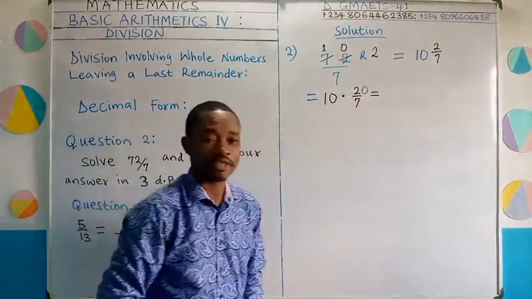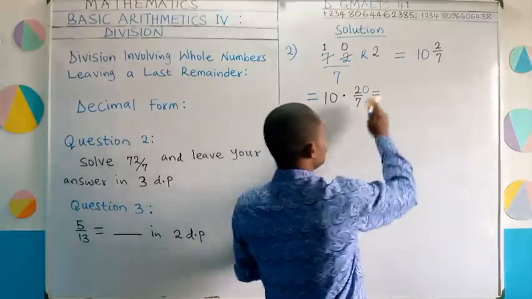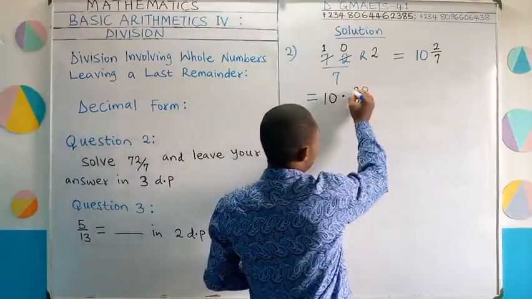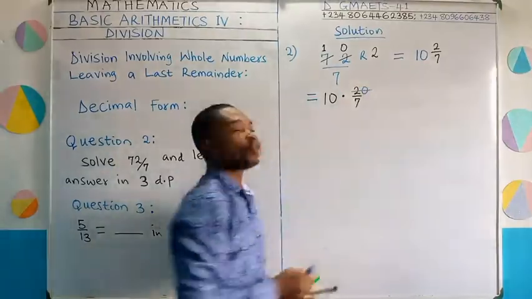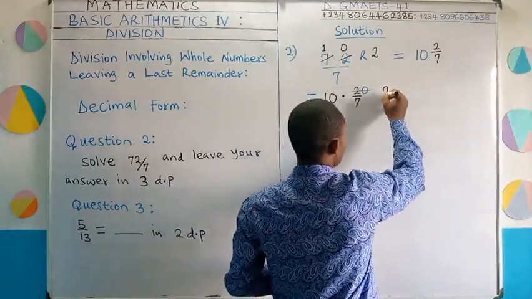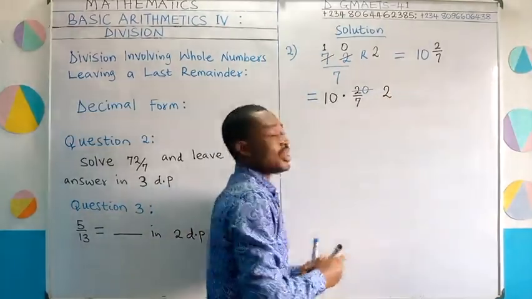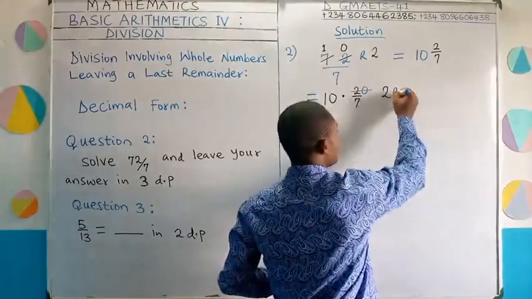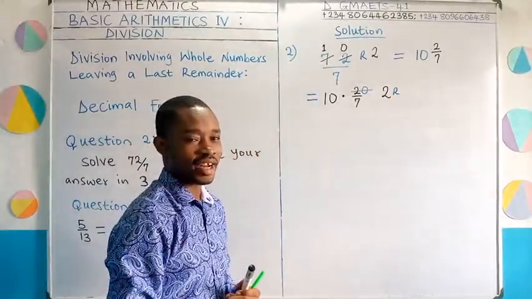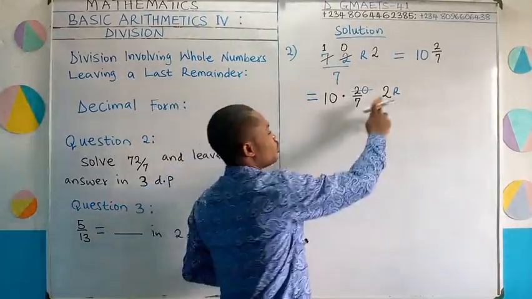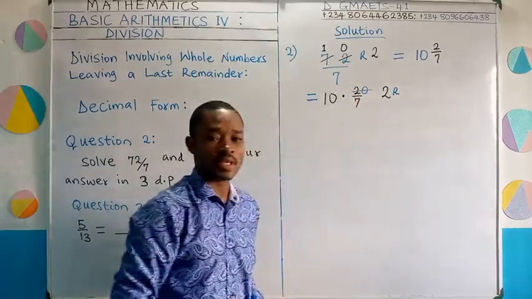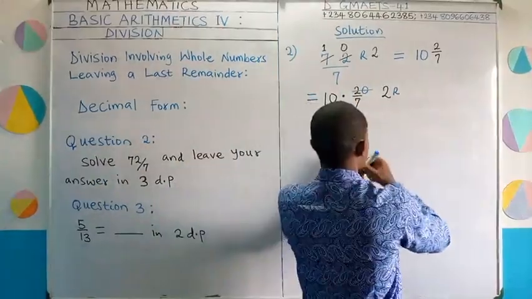20 divided by 7. From 7 times table, you agree with me that 7 can divide 20 2 times. So I'm going to write it 2 whole times. And then we will have remainder. Let me use this blue shade of marker. Remainder what? Let's find out. 2 times 7 is 14. 20 that I divided minus that 14 will give me 6. So it's going to be remainder 6.